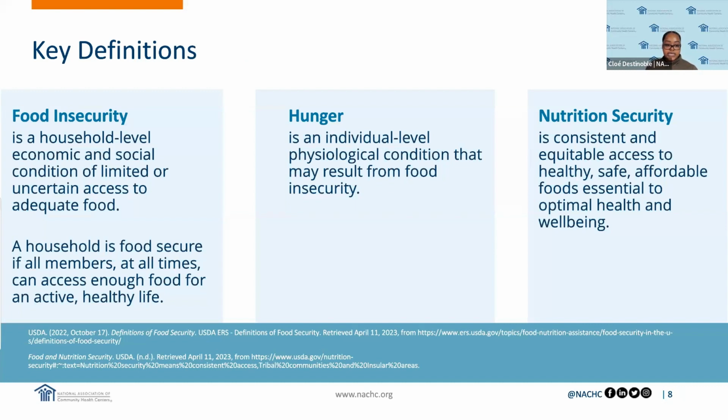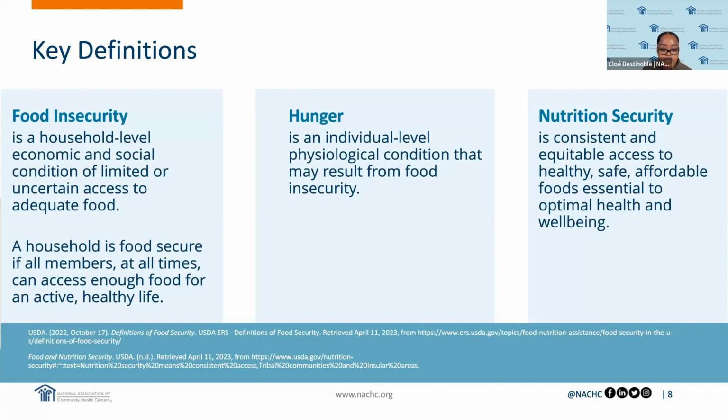All right. So continuing with the theme of level setting for this webinar, before we hear from our colleagues, we think it's important to identify some key definitions. In terms of food insecurity and hunger, they are sometimes used interchangeably in conversations around nutrition. Security is really coming to the forefront in this space. Food insecurity is a household level economic and social condition of limited or uncertain access to adequate food.